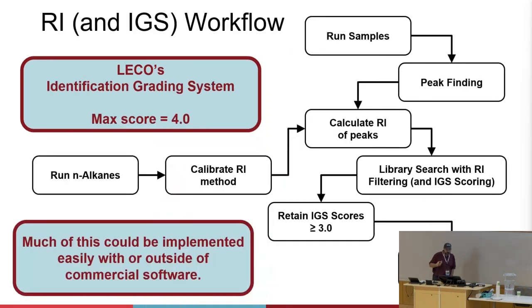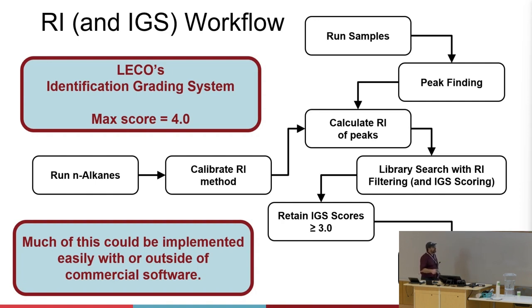So the workflow we're generally working with, and I'm pushing them to use more and more, is this retention index and PIGS, so the peak identification and grading system, I think that's what it stands for, that LECO has built in for the high-res data. And the workflow here is kind of similar. We run our samples, we do our peak finding, but in here we also have a run of n-alkanes that lets us calibrate our retention index method. And now we can calculate experimental retention indices of all of our peaks.